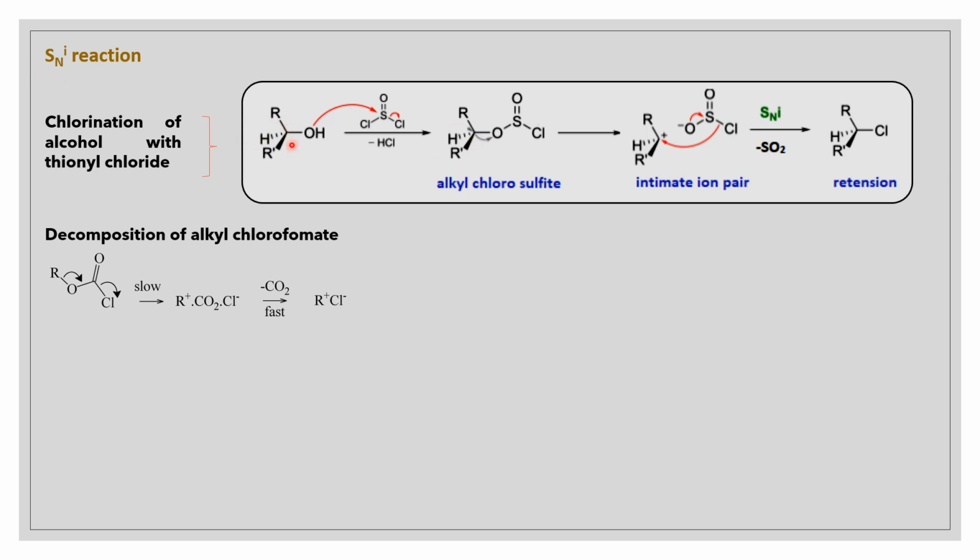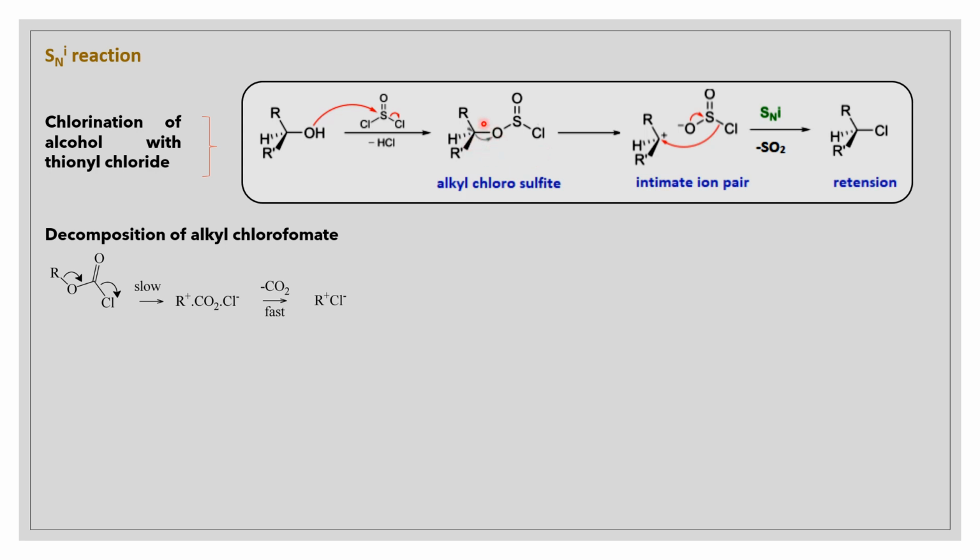Here you can see that this is the substrate that we are talking about. This is the reaction center, and when it reacts with SOCl2, the lone pair of electrons on the oxygen atom of the OH makes a nucleophilic attack at the sulfur atom of the thionyl chloride, so that the chloride ion leaves as a ligand. So this is the alkyl chlorosulfite intermediate that is formed in this reaction.